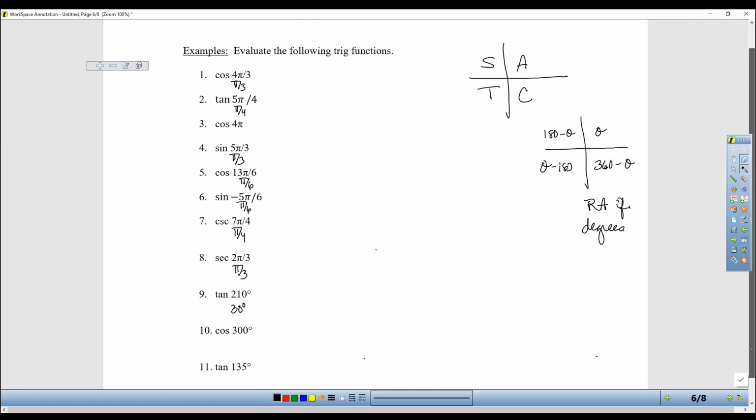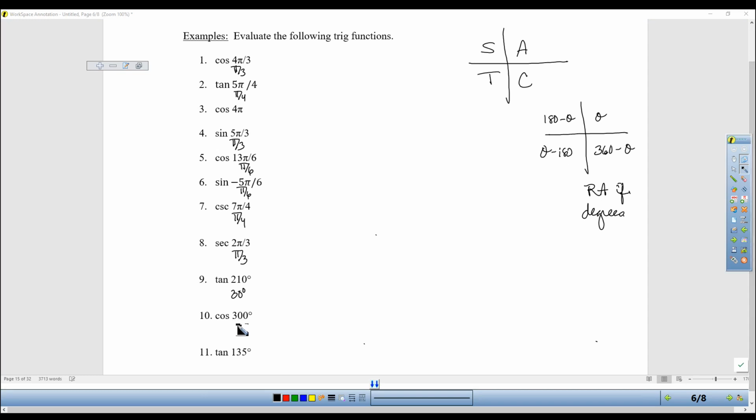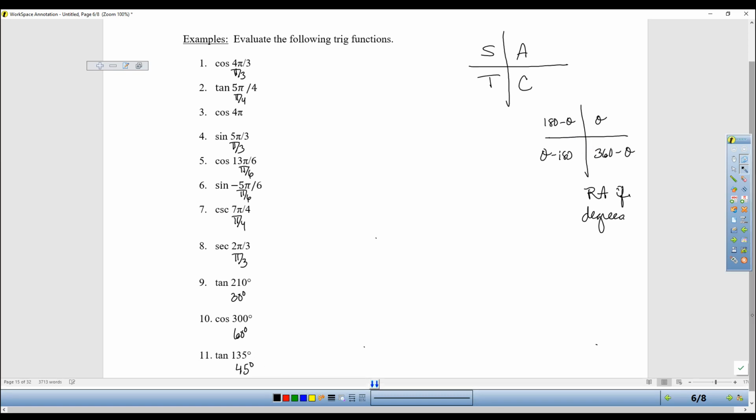Cosine of 300, that's also on your unit circle. Or you can use this: 360 minus 300 is going to be 60 degrees. And 135, also on your unit circle. But I kind of have them memorized just because all the 5s are related to the pi fourths. That means they're all with the 45. So there you go. You have all your reference angles.